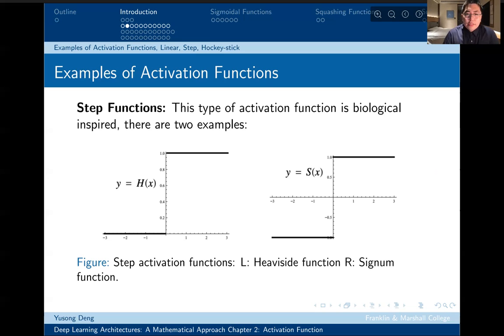And as you can see on the screen, there are two examples, and there is no significant difference between them. One is from 0 to 1, and the other one is from -1 to 1.